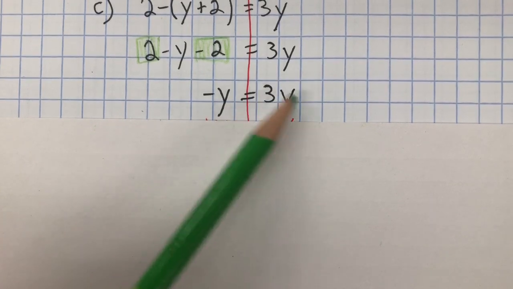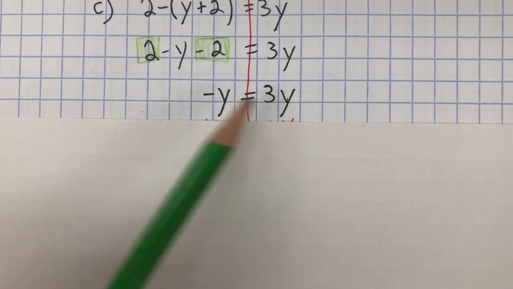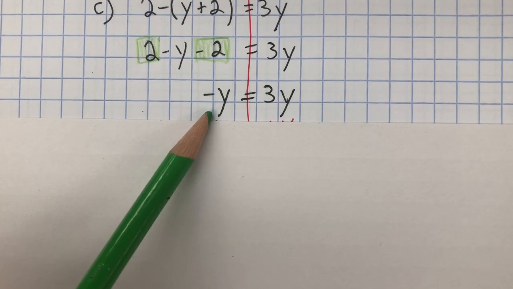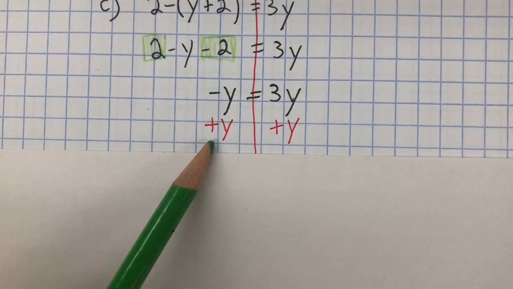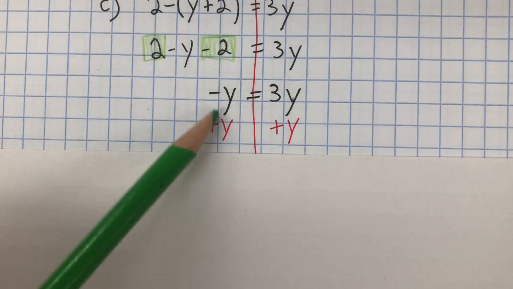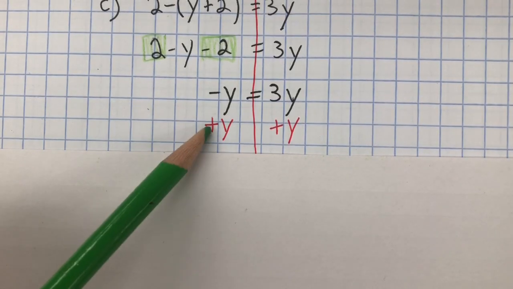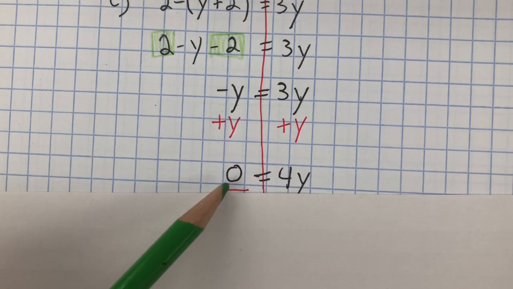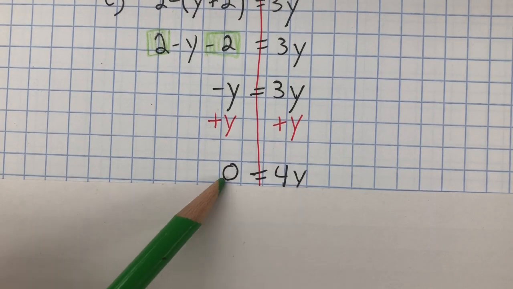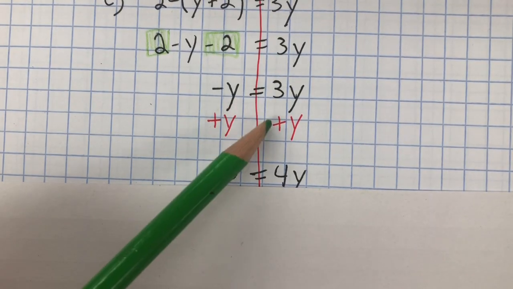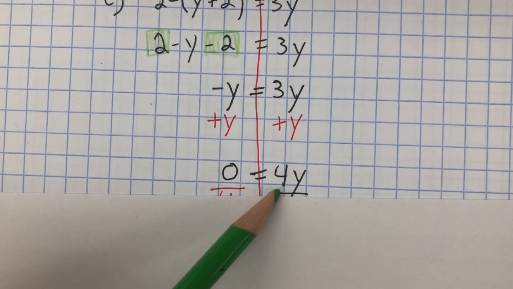Well, more positive y's on the right side, so we're going to bring this negative y over to the right by doing the inverse property of subtraction, which is addition. And now you see that this creates a 0 pair. Well, negative y plus y equals 0. So you have to put a 0 there. Otherwise, you can't just leave it blank. And then on the right side, 3y plus y equals 4y.